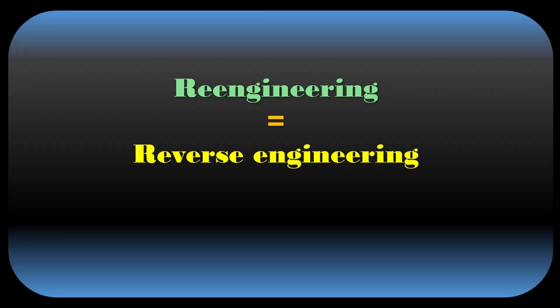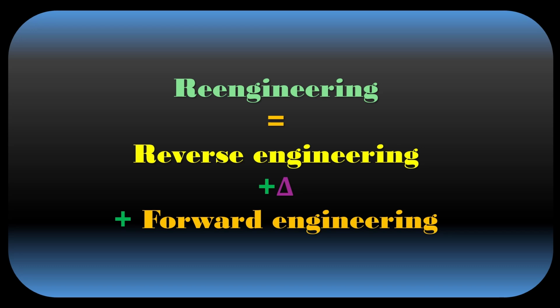Software engineering can be understood as a combination of reverse engineering and forward engineering. First, reverse engineering is used to analyze and understand the existing system, its structure, its design and functionality. Then necessary improvements or modifications are identified, represented here by delta, meaning change or enhancement. Finally, forward engineering is applied to rebuild or restructure the system into a better and more maintainable form while preserving its core functionality. So in simple terms, reengineering means understanding the old system, improving it, and then constructing an improved version of it.